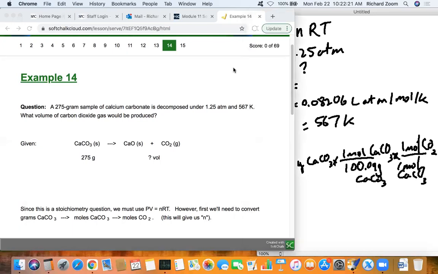Okay, make sure I haven't got any other tabs open. Doesn't look like it.